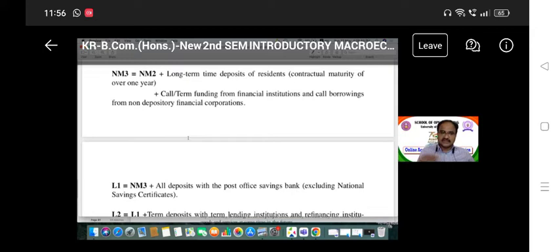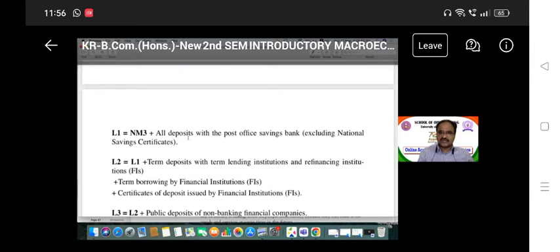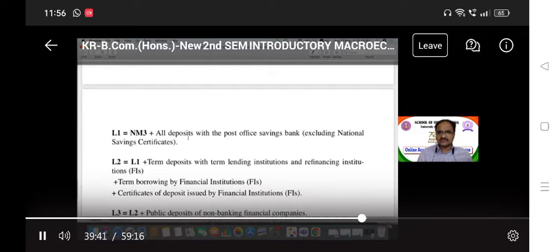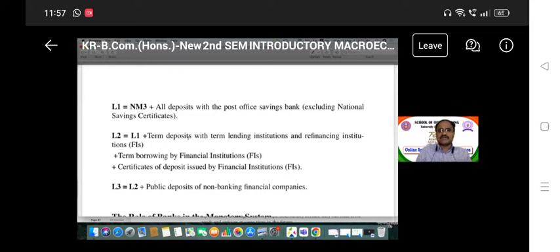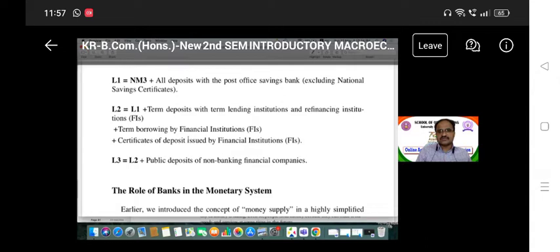All this together, M3 means NM1, NM2, NM3 plus all deposits with the post office saving. Here the post office saving certificate is included. Because post office saving bank certificate is included, NM3 becomes L1. L1 means liquidity one. Okay. So L1 plus term deposit with term lending institution, refinancing institution, term borrowing by financial institution, certificate of deposit issued by the financial institution, right? FIs. Okay. Term borrowing by financial institution, certificates of deposit issued by the financial institutions, along with term deposit with term lending institutions. Okay.